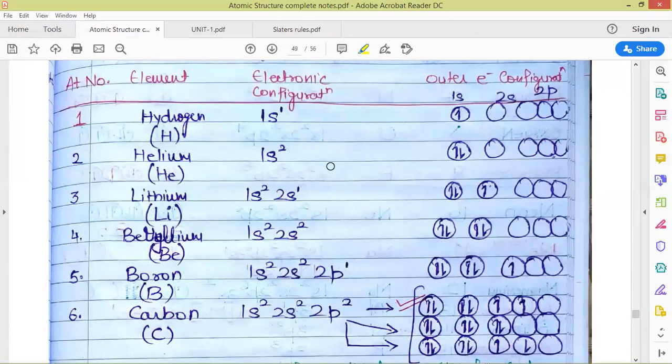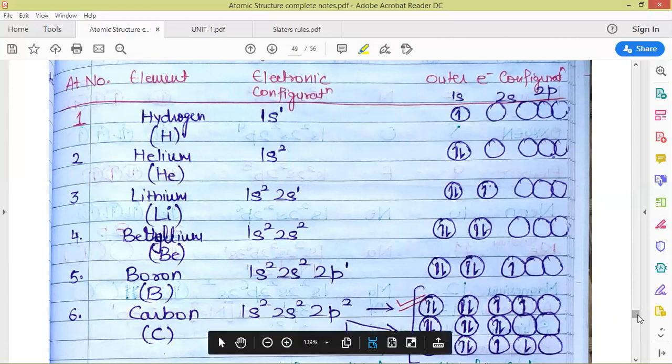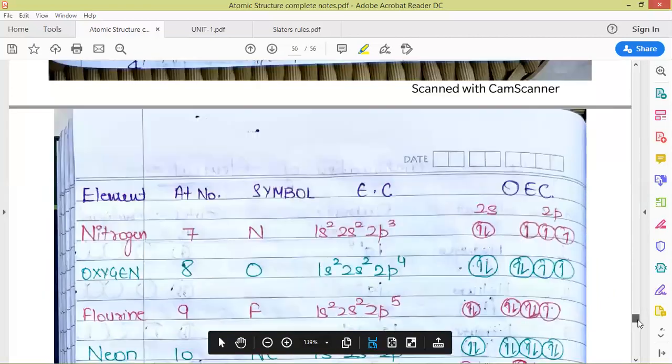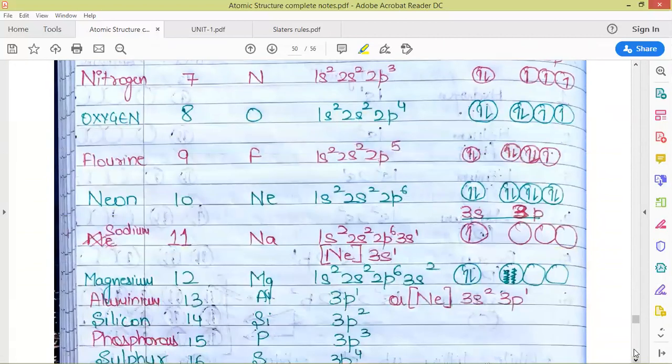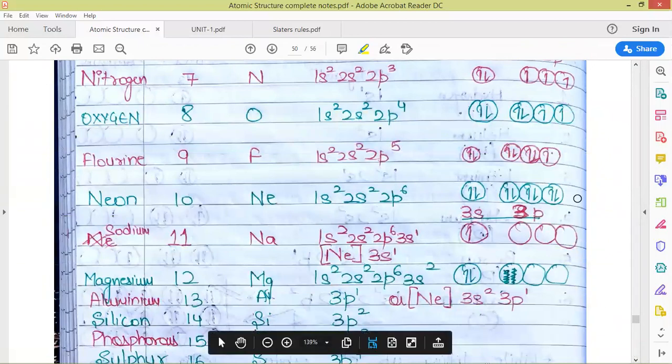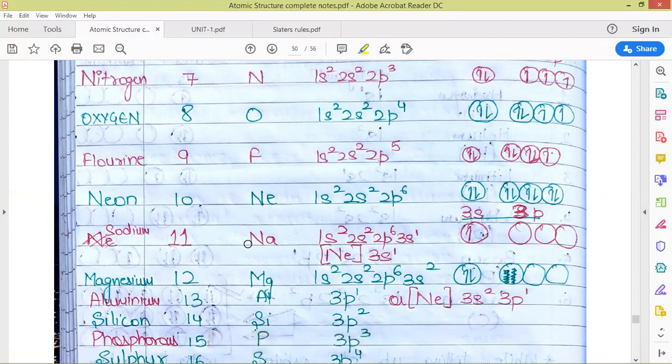This is shown here, 1s2. Here the first shell, that is the 1s orbital, which has just one orbital, is completely filled with helium. After that, we started filling the second shell, starting from lithium up to neon. The second shell was also completely filled. Now, the next atomic number is given to sodium, symbol Na. Electronic configuration is 1s2, 2s2, 2p6, 3s1. So here we have started filling the third shell, that is the 3s orbital of the third shell.